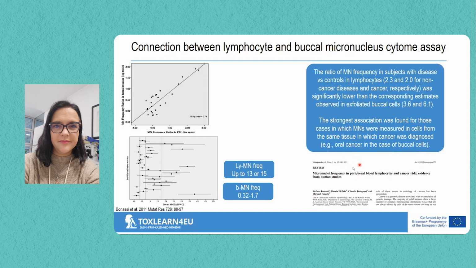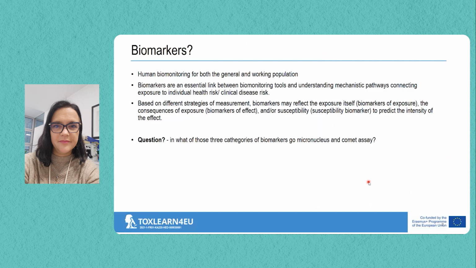There is evidence, even from 2011, that micronucleus frequency in peripheral blood lymphocytes is connected with an elevated level of cancer risk. This has not been confirmed in general for every type of cancer for the buccal cells, but still, with the new evidence, with the new manuscripts, I think that this will also be confirmed.